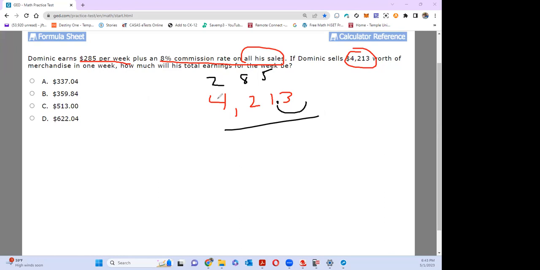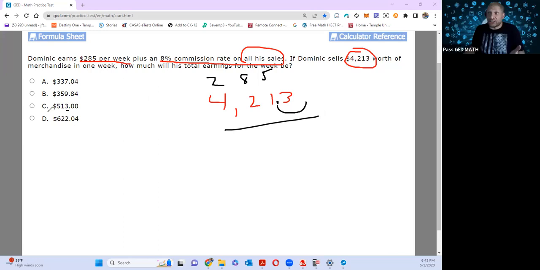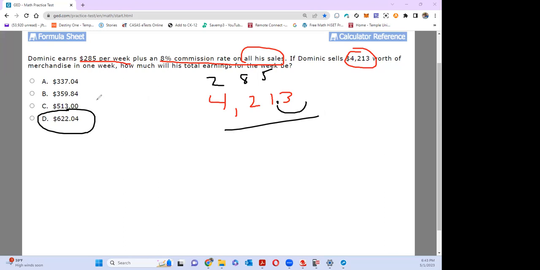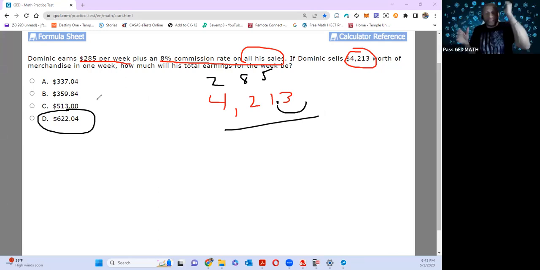There's only one answer close to 600, and I'm done. You're done just by estimating, just by taking 10% and saying, okay, because there's only one answer near 600. 513 is nowhere near $622. That's a big difference. So in this case, when I see that wide disparity, I know I can estimate.